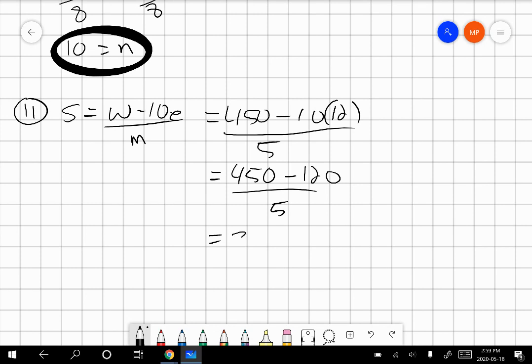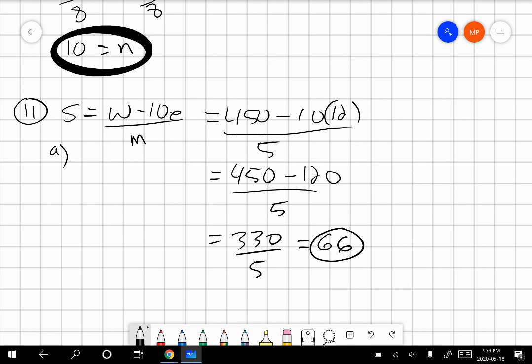And that gives me 330. And then I'm going to divide by 5, which tells me 66. All right. So that's just for part A. I'm assuming that part B is going to work similar. I'm going to look again.